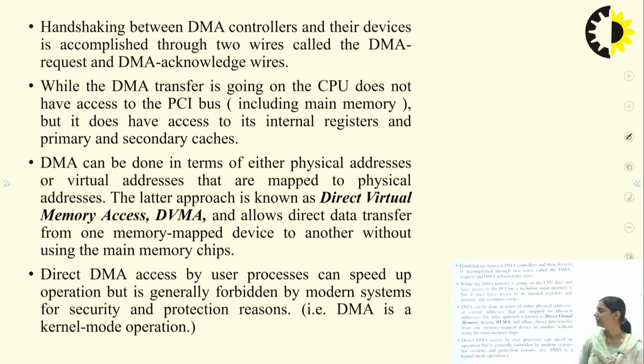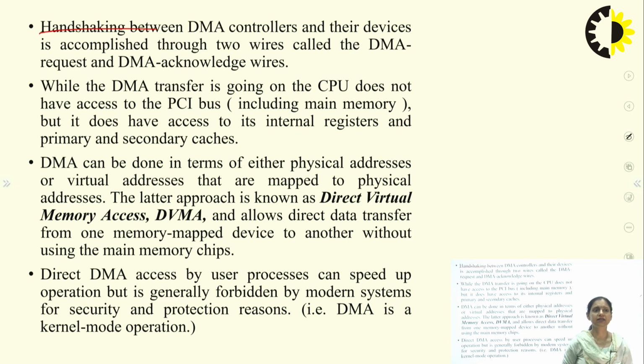Now we have another concept that is known as handshaking. Handshaking between DMA controllers and their devices is accomplished through two wires called DMA request and DMA acknowledge wires. Handshaking is a process where once the request is generated, it is acknowledged by the other side, and then only the data transmission takes place.